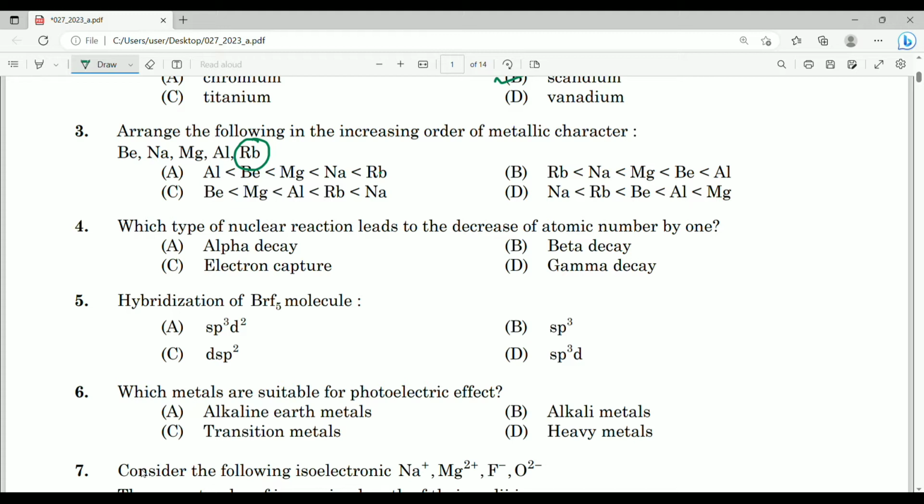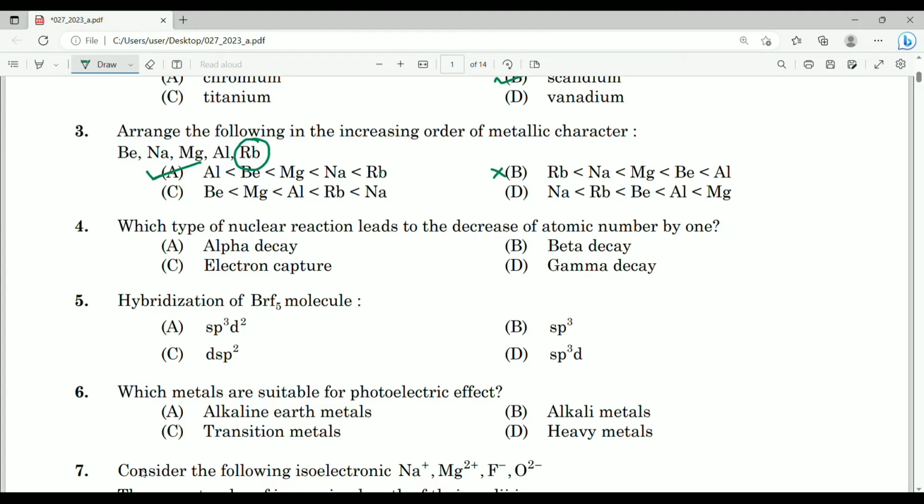So looking at the options, first one: aluminium, beryllium, magnesium, sodium, rubidium. So this can be right. Then in option B, rubidium is given as lowest, so this can't be. Then D option and C option. Okay. So the right answer will be option A.